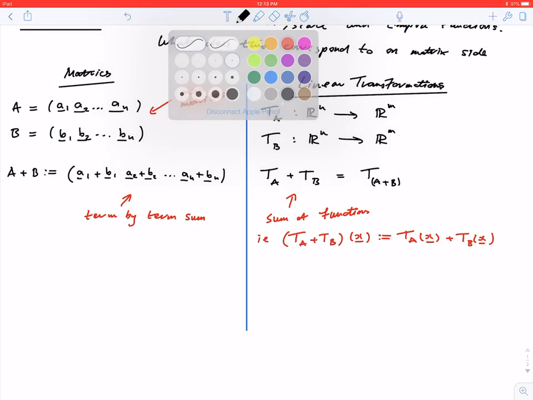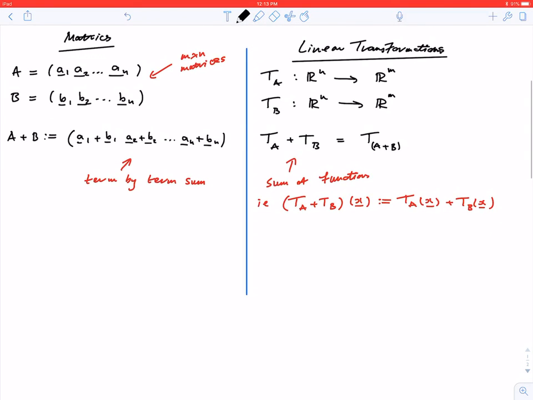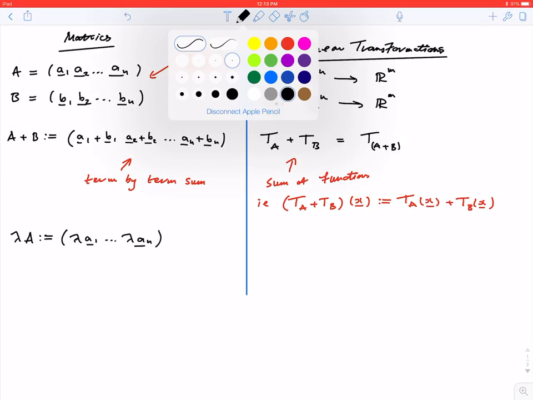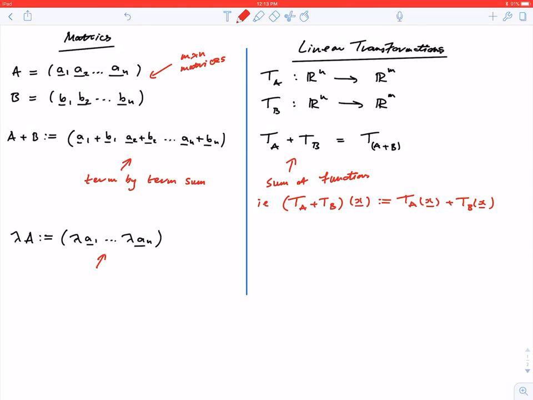Similarly, we could do scalar multiplication. I'll just jump in and define it. Lambda times A, we define to be the scalar multiple of all of my column vectors: lambda A1 up to lambda An. Don't worry, I know this has got abstract; I'm going to do a specific example in a second. So this is the term by term multiple by lambda. We're multiplying every term by lambda.